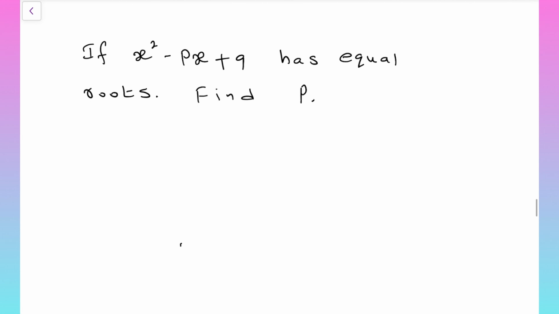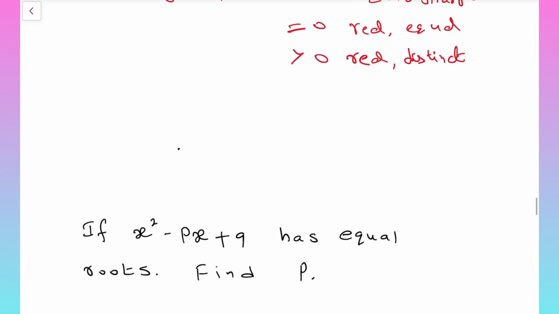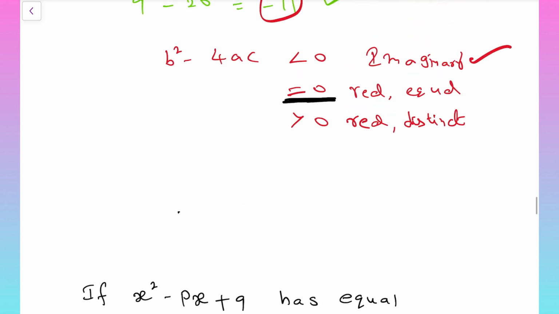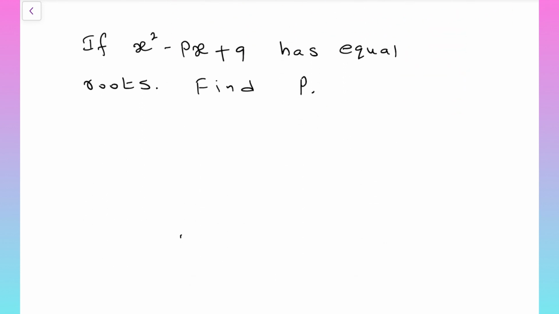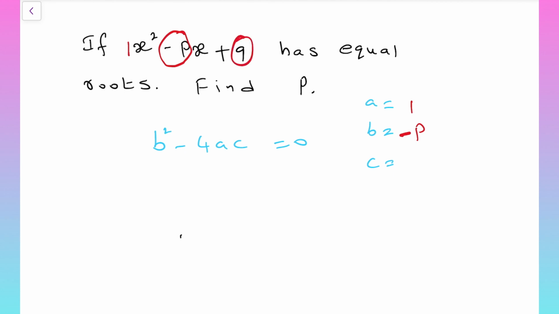Next one. If x square minus px plus 9 has equal roots, then find the p value. So what is the condition for having equal roots? b square minus 4ac should be exactly equal to 0. Now observe what the a, b, c values are from the given quadratic equation. The x square coefficient is 1, so a value is 1. The x coefficient is minus p, so b value is minus p, and the constant is 9.